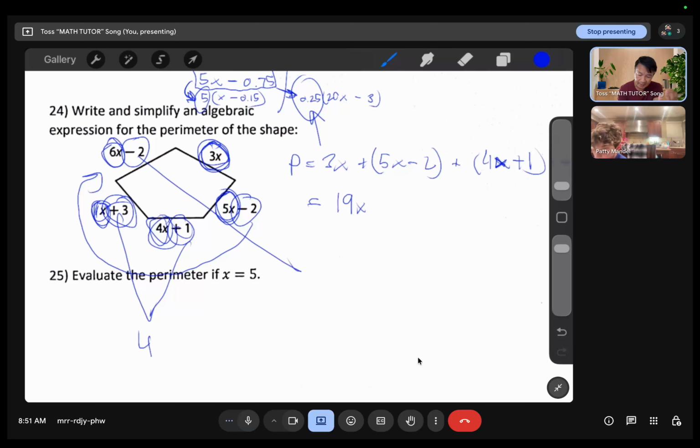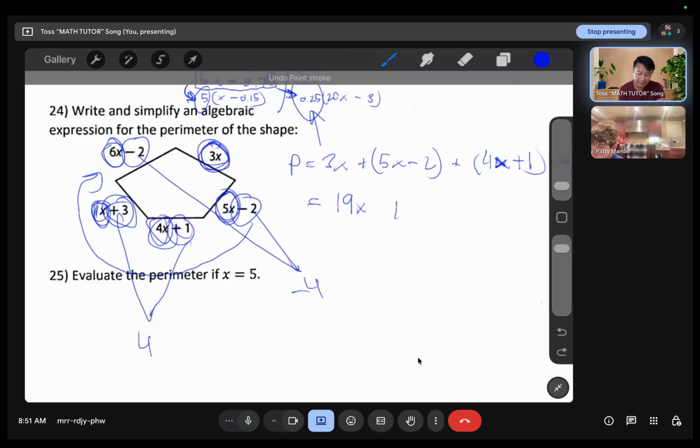Imagine that, right? A +4 and a -4. What do you think happens there if you were to combine them? They just go out. That's it. So it's like a +0. That means you don't have to write that. The final answer is just 19x. Pretty sure. Now, that's it. I'm pretty sure it's right.